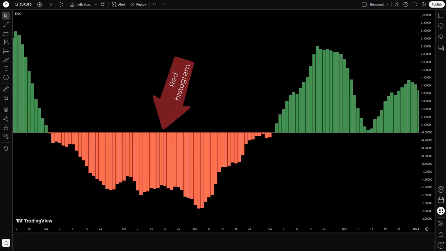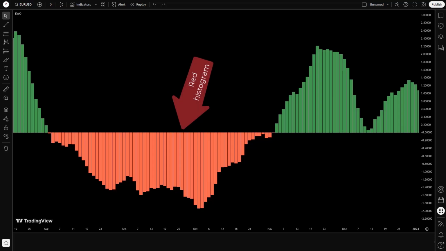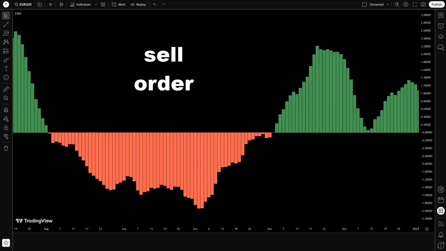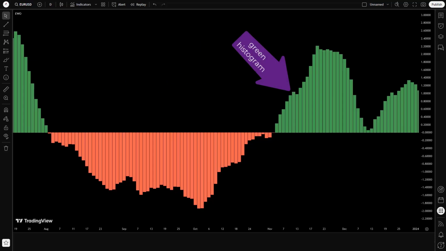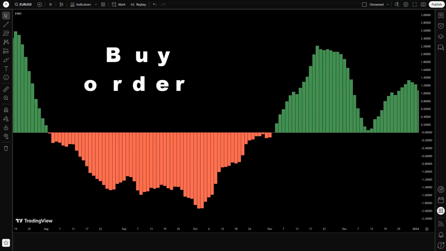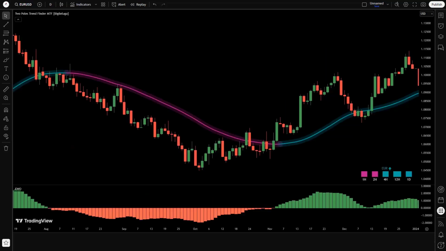When the Elliott Wave Oscillator indicator creates a red histogram, then we have to take a sell order. And when the Elliott Wave Oscillator indicator creates a green histogram, then we have to take a buy order. Let us now use both the indicators together.